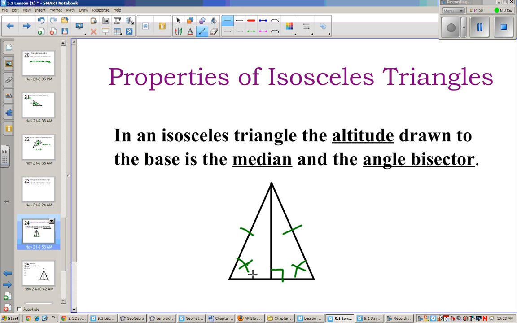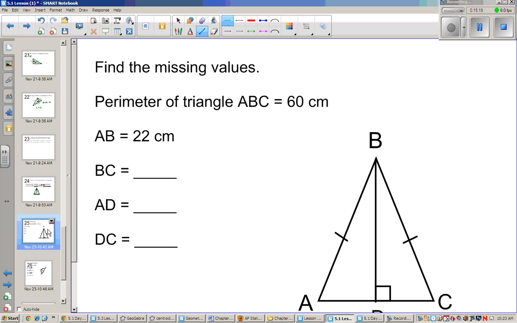So if you think back to two chapters ago, the median went to the midpoint of the other side, so the midpoint divides that into 2 equal parts. And it's also the angle bisector, so remember bisect means divide in half, so these 2 angles up here are also going to be congruent. Okay, so the key point is the altitude, median, and angle bisector are all the same thing in an isosceles triangle. So looking at this picture, I know a lot of information just because it's isosceles.